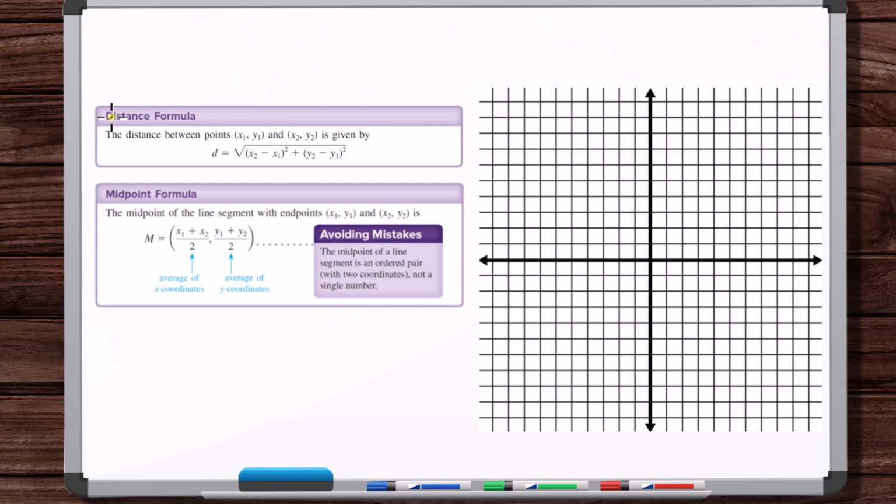In this video, we're going to derive the distance and midpoint formulas. But first, let's make sure we're clear on exactly what these formulas are.